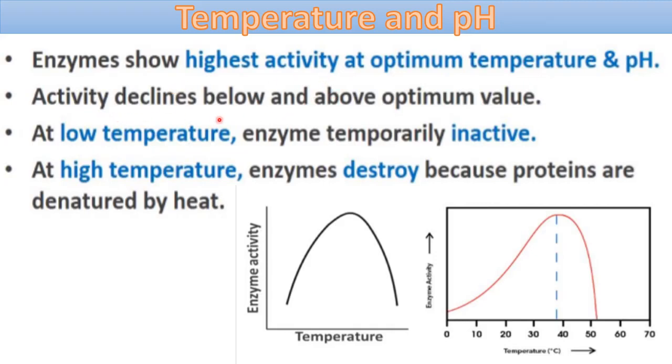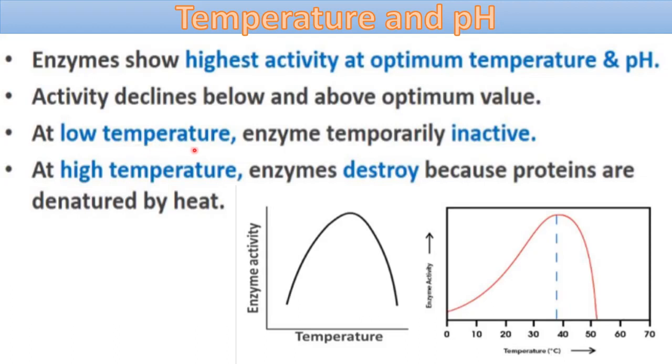Now activity declines below and above the optimum value. If the temperature or pH is below that optimum, then enzyme activity will decrease, and also if the temperature and pH is above that optimum value, then also the activity of enzyme will decline, right? At low temperature, enzyme is temporarily inactive, where low temperature means lower than optimum temperature. It can vary for different enzymes. Just keep in mind that what counts as low temperature is different for different enzymes, since it is relative to the optimum temperature.